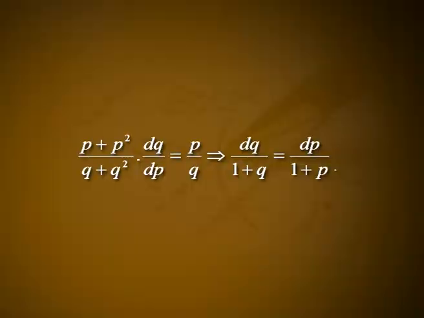From equations 2 and 3, we obtain (p + p²)/(q + q²) dq/dp = p/q, which implies dq/(1 + q) = dp/(1 + p). Integrating, log(1 + q) = log(1 + p) − log c1, which implies (1 + q)/(1 + p) = 1/c1.